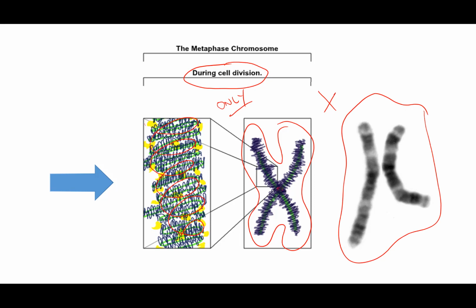This is a picture of an actual chromosome, and we see that we have 2 parts of this chromosome. We have one part here, and then we have another part right here, and those are called sister chromatids. Sister chromatids right here. So there's one chromatid right here, and there's another chromatid right here.